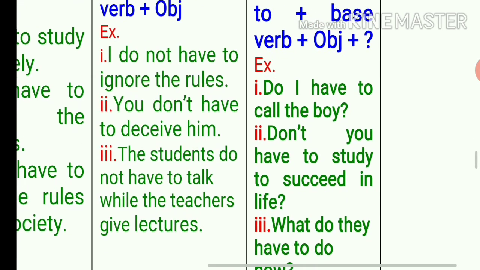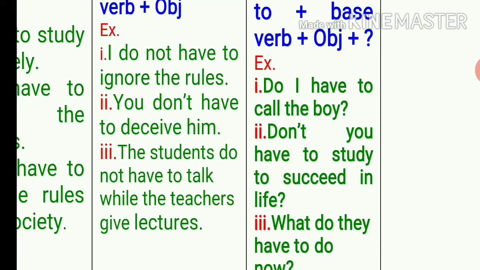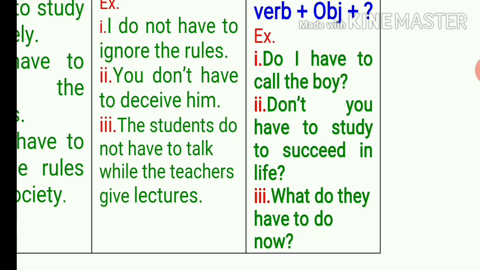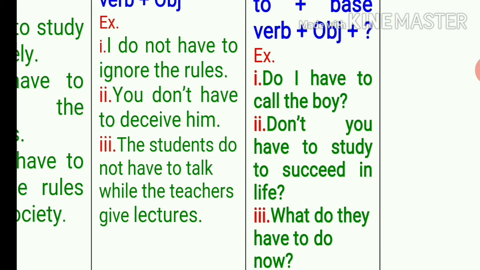Now, examples. The first one, I do not have to ignore the rules. The second one, you don't have to deceive him. And the third one, the students do not have to talk while the teachers give lectures. In the sentences, my ignoring the rules, your deceiving him, and the students talking while the teachers give lectures are completely prohibited. So, in the sentences, have to is used.